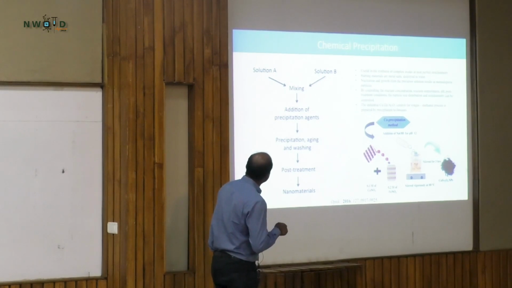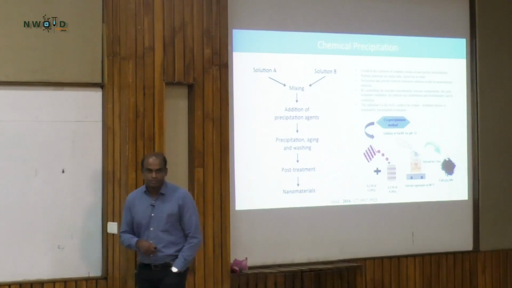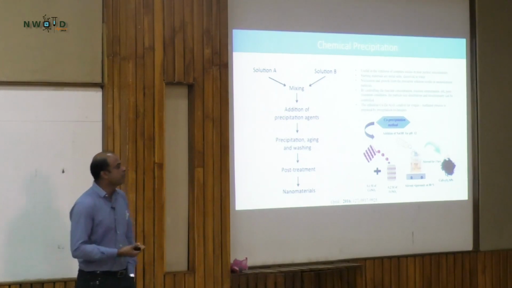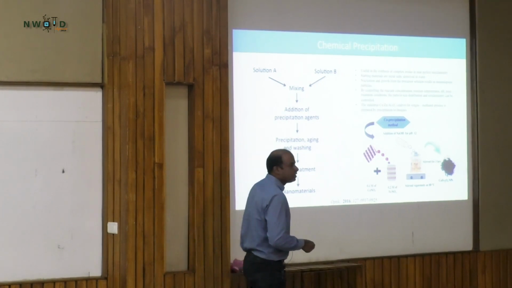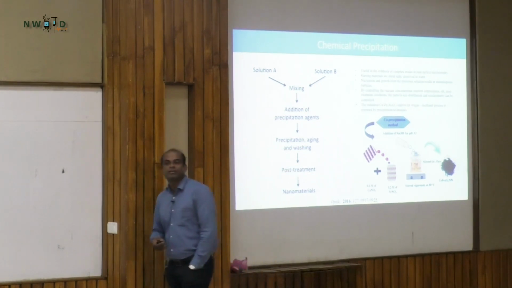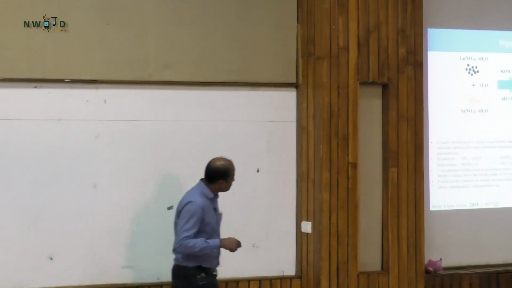So here, what they are doing actually is solution A, solution B, two metals. For example, if you are synthesizing this compound, cobalt nitrate or iron nitrate, they mix it and add the precipitating agents, and then wash and post-treatment, and then you get the nanoparticle. So we just do the calculations for the uniform distribution of that one. And by controlling these, you can vary the stoichiometry or whatever the size you are going to synthesize.